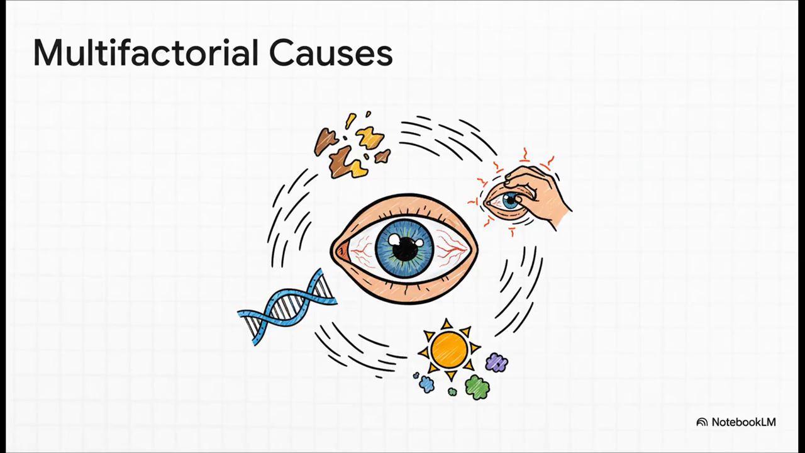So it's pretty clear at this point that there's no single cause. Keratoconus is truly a multifactorial disease. It's really the perfect storm of a genetic predisposition, biochemical changes happening in the cornea, the biomechanical stress from eye rubbing, and then environmental triggers like UV rays and allergens.